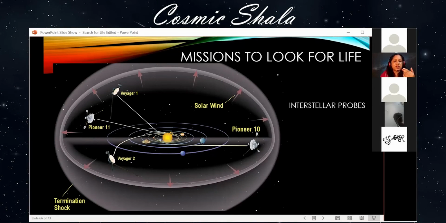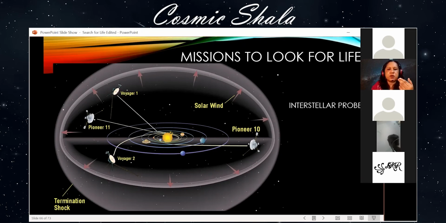There have been other missions sent by us long back that have now reached interstellar space. This includes the Pioneer missions and the Voyager missions, and these have contributed information on Jupiter, Saturn, Neptune, and now they have reached interstellar space.